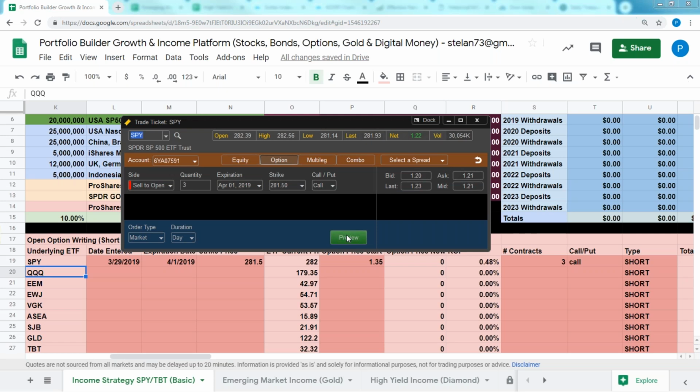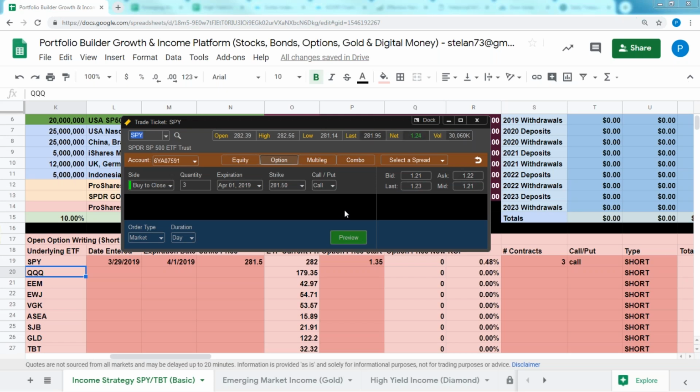So what do we do to close this out Monday? Buy to close. So this will be a debit. The previous trade was a credit. We take the credit in. We're going to have to pay a debit out to close it.